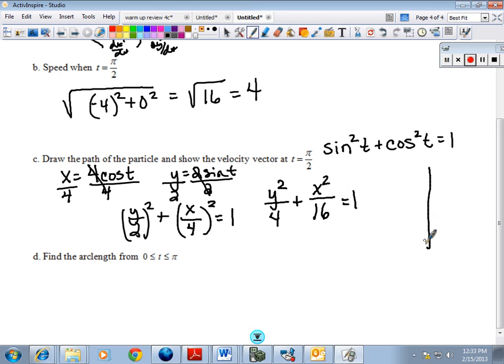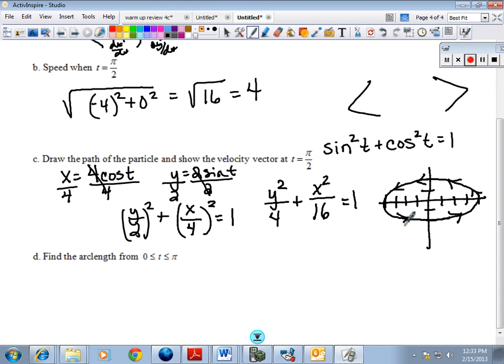This is an ellipse that's going to go out. It's just going to look something like this. And you could have graphed this on your calculator in parametric mode. A vector is parametrics with arrows on the outside. That's basically all it is.